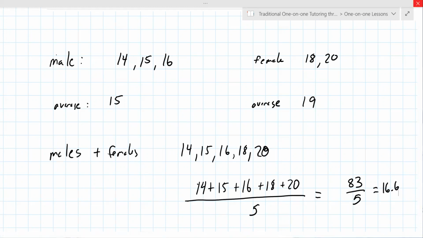First of all, you have to add all of them and then find the number of how many numbers you added, and then you have to divide. Very good. Okay. Let's look at another problem here.